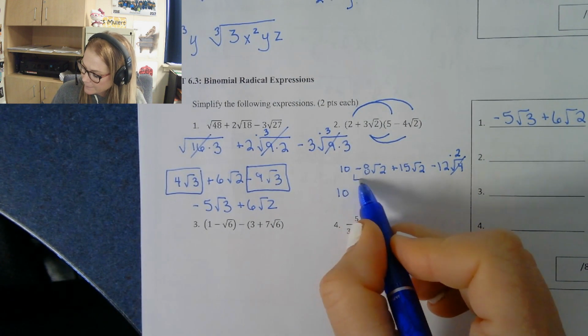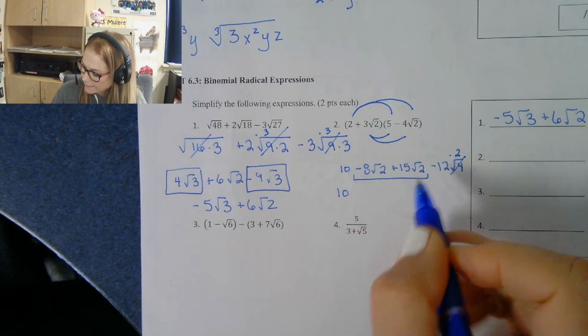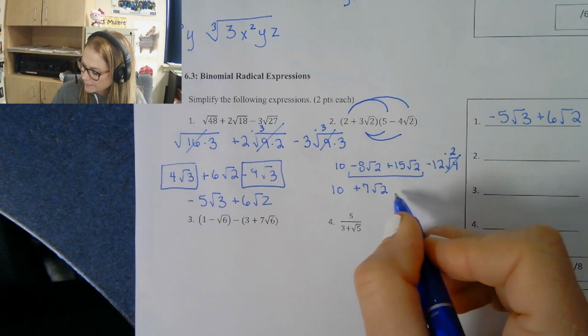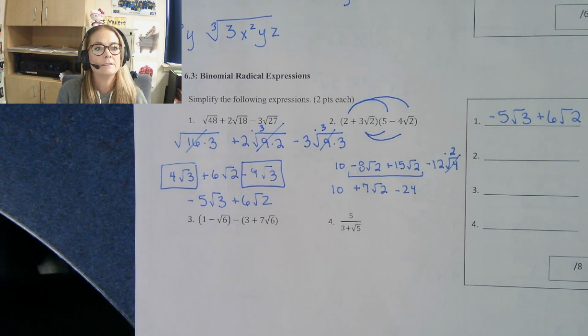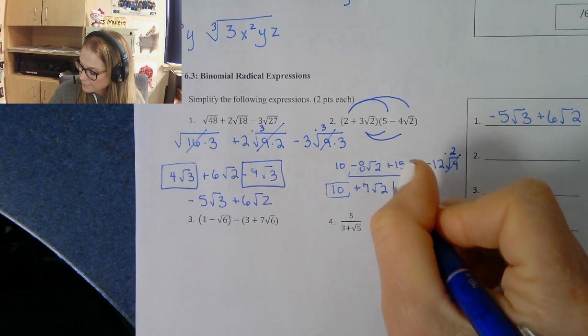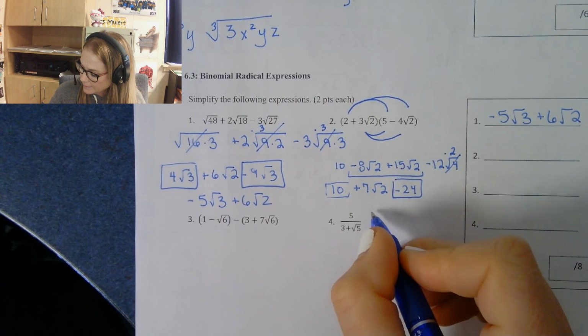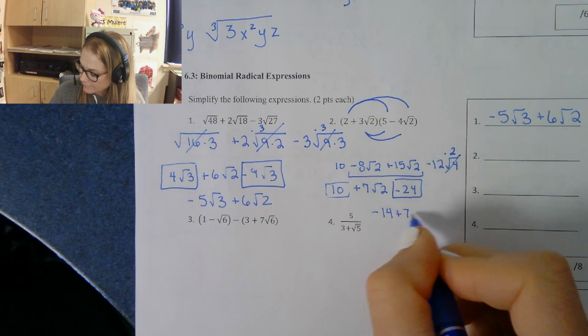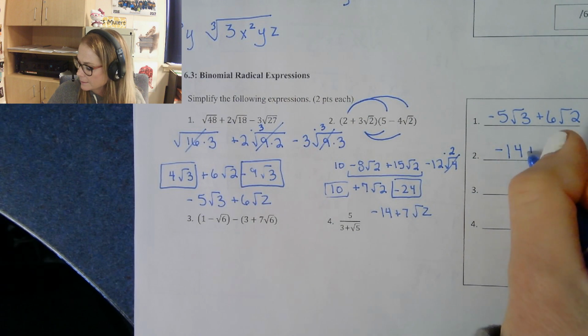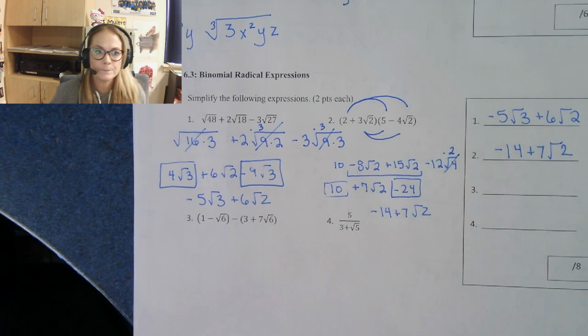Okay, I'm going to combine these root 2 terms. Negative 8 and positive 15 is positive 7 root 2. And then back here is negative 24. So I can actually get those constants together. Also, this is a like term with here. So this final answer is negative 14 plus 7 root 2.